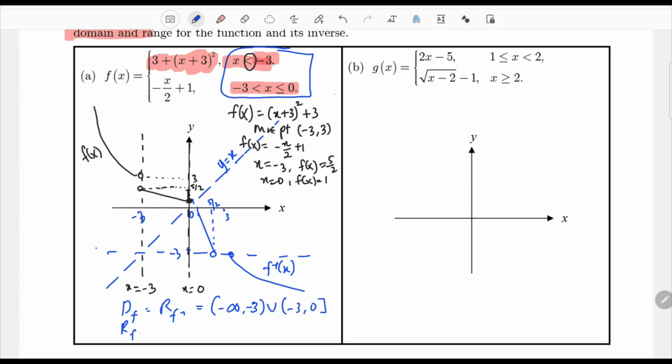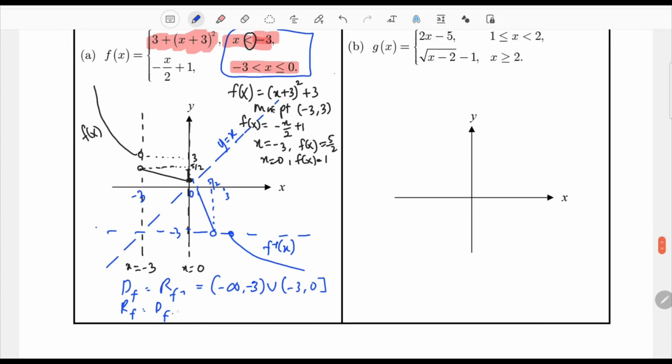So range of f will be equal to domain of f inverse. So what is the domain of f, the range of f? Look at here, the value, range of f from 1 to, so we have from 1 to 5 over 2, union 3 to infinity.